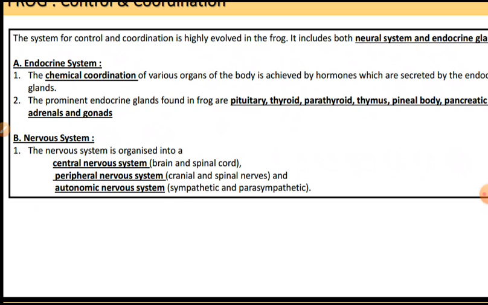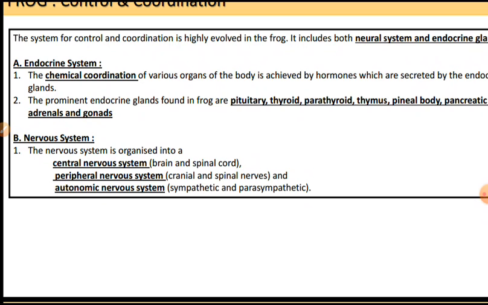And now we will see the detailed study of the nervous system, which is also an important question for your exams. It is a long answer question. The nervous system, as you all know, is divided into CNS, PNS and ANS. CNS means central nervous system, PNS means peripheral nervous system, and ANS means autonomic nervous system.